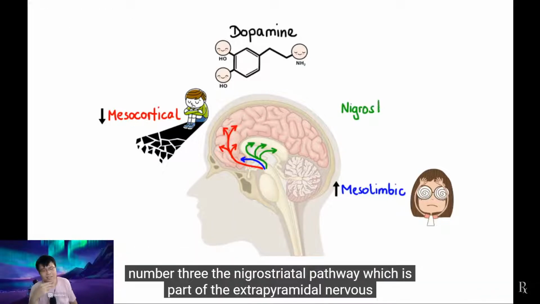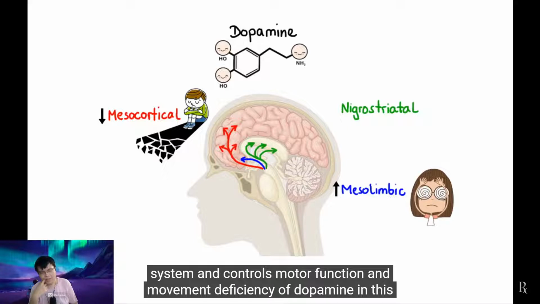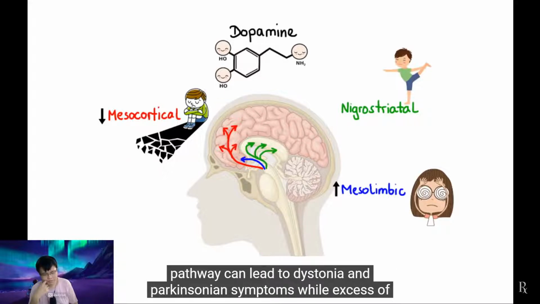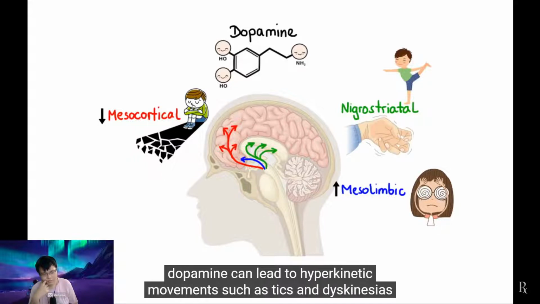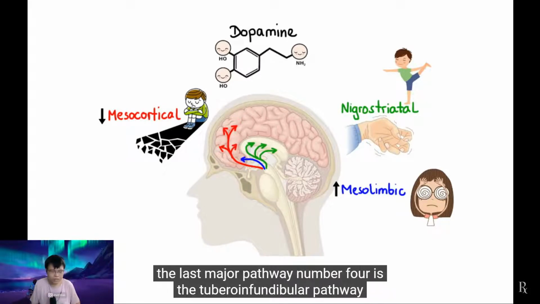The nigrostriatal pathway, which is part of the extrapyramidal nervous system and controls motor function and movement. Deficiency of dopamine in this pathway can lead to dystonia and Parkinsonian symptoms, while excess of dopamine can lead to hyperkinetic movements such as tics and dyskinesias.